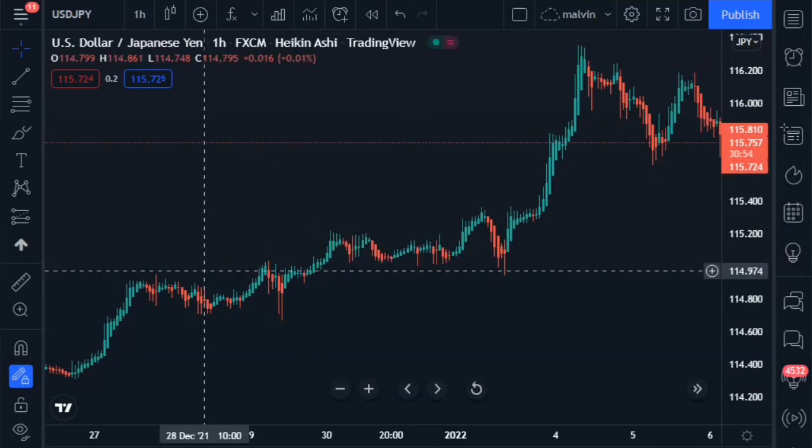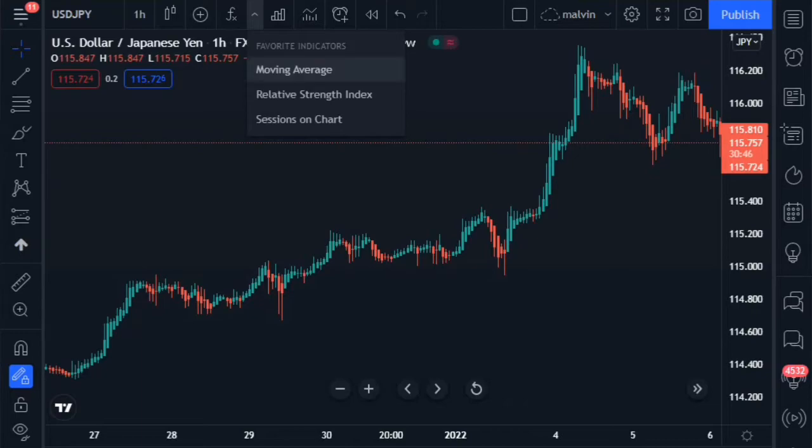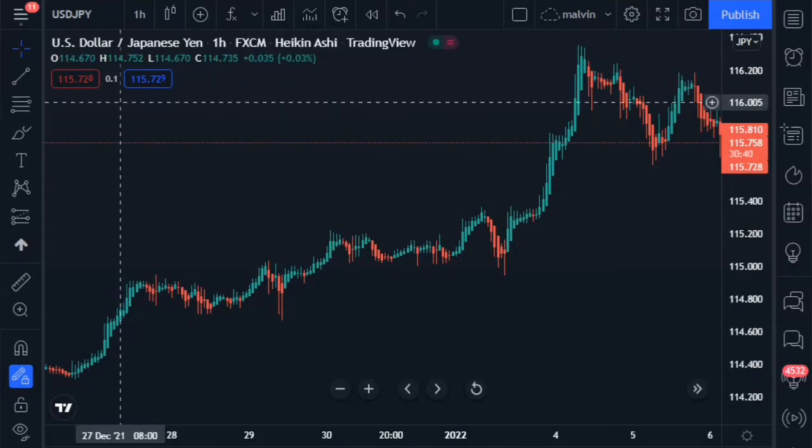So for you to add the moving average, you just have to go to your indicator section, and this is for those who are using TradingView. I already have the moving average as my favorite indicator, so I'll put that there on the charts.